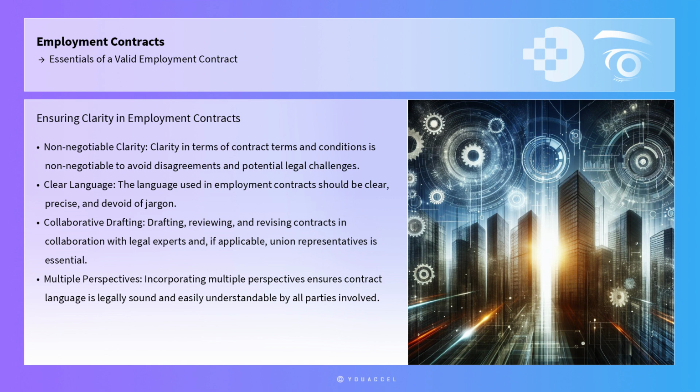A step-by-step application to achieve clarity involves drafting, reviewing, and revising contracts in collaboration with legal experts and, if applicable, union representatives. By incorporating multiple perspectives, HR leaders can ensure that the contract language is not only legally sound, but also easily understandable by all parties involved.